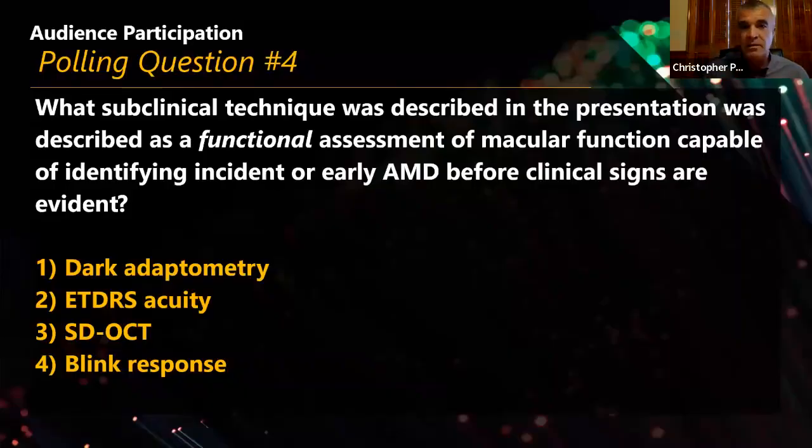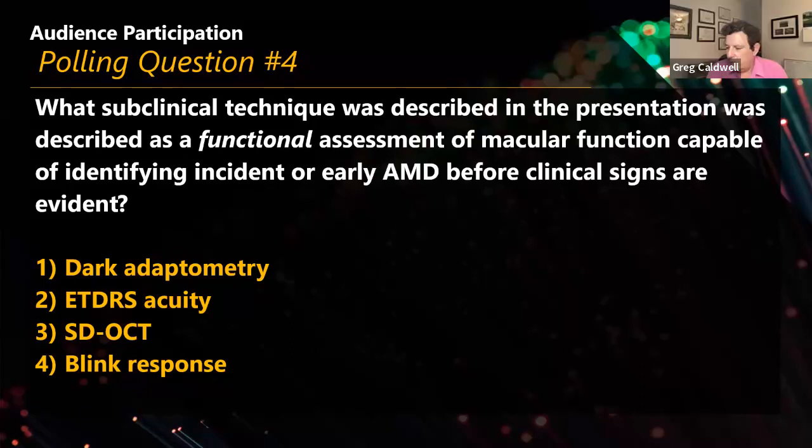There we go. So, polling question. One of the last polling questions, there's only one left after this. What subclinical technique was described in the presentation as a functional assessment of macular function capable of identifying incident or early AMD before clinical signs are evident? Okay, the question is open, and I'm sure the responses will be coming in here shortly.